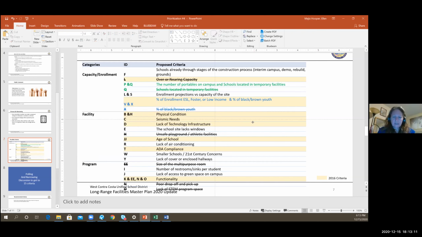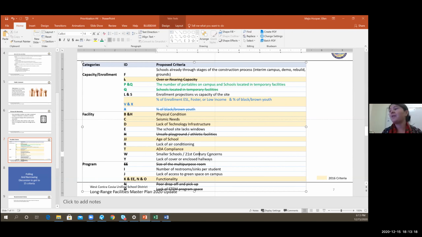Well, I was just thinking about this one that's called Smaller Schools, 21st Century Concerns. I would love a better definition of what that is, by the way. What I was thinking is to just take off the smaller schools part, because that to me is more about what you're planning to build, what you're doing going forward.